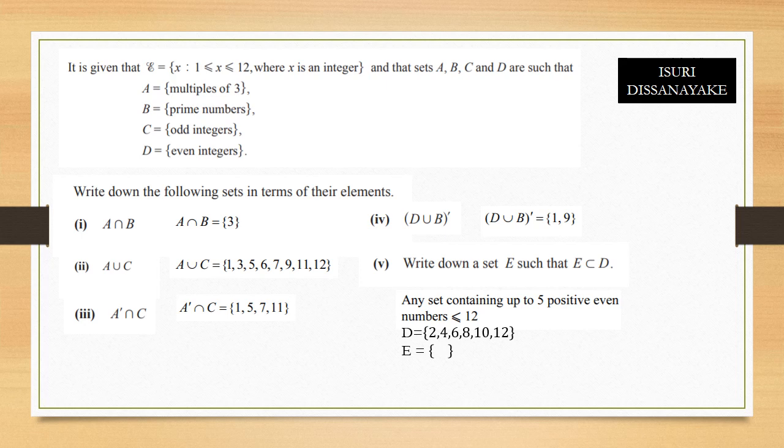I will list down the elements of D, that is even integers between 1 and 12, that is 2, 4, 6, 8, 10 and 12. So if you rewrite all the elements 2, 4, 6, 8, 10 and 12 as E, it's going to be equal sets. It's not going to be a subset. So for E, you can fill up a few elements like 2, 4, 6. So it's a subset. E is a subset of D. Or else you can write it as 2, 4, 6, 8, 10. That's also possible. So likewise, any set containing up to 5 positive even numbers which are less than 12. So that is the correct answer for the elements of subset E.